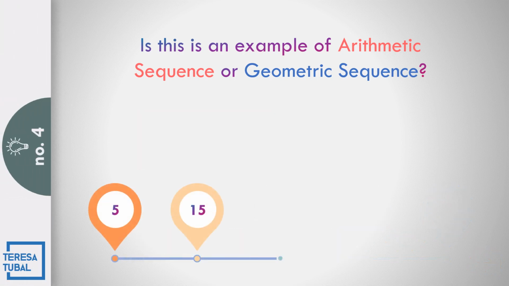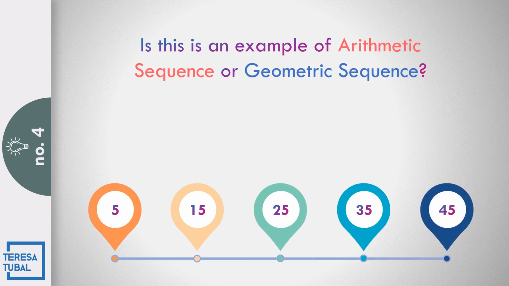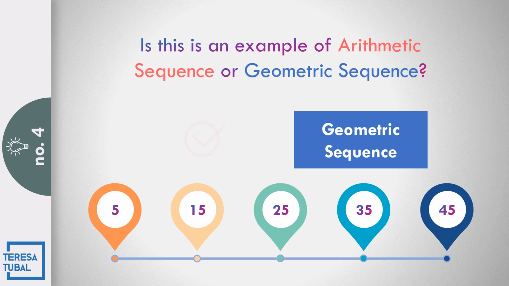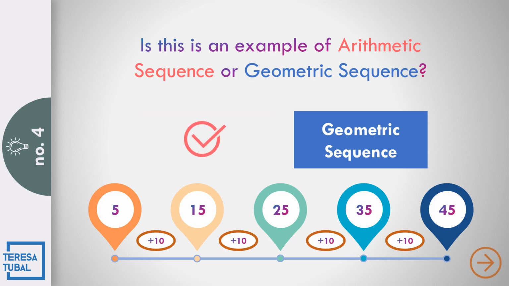How about number 4? 5, 15, 25, 35, and 45. What do you think is the answer? Correct. The answer is arithmetic sequence because 15 minus 5, we need to get the common difference. The answer is equal to 10. So 5 plus 10 is 15. 15 plus 10 is 25. 25 plus 10 is 35. 35 plus 10, the answer is equal to 45. So the common difference from the first up to the last term is equal to 10.